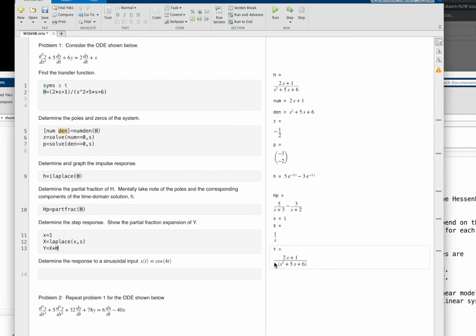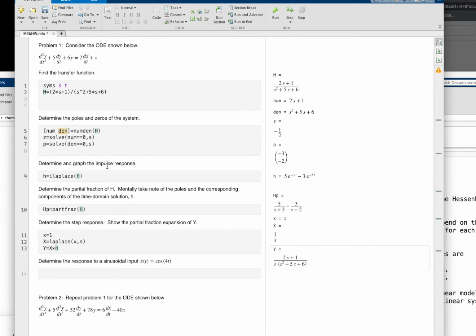I get this new rational function. Okay, and so I can envision what's going to happen. I'm going to do a partial fraction expansion. It's now going to have 3 terms. It's going to have a term for s plus 2, a term for s plus 3, and this extra unit step term that is introduced from the input signal. Okay.